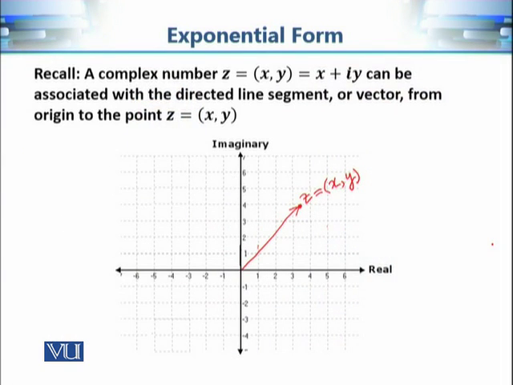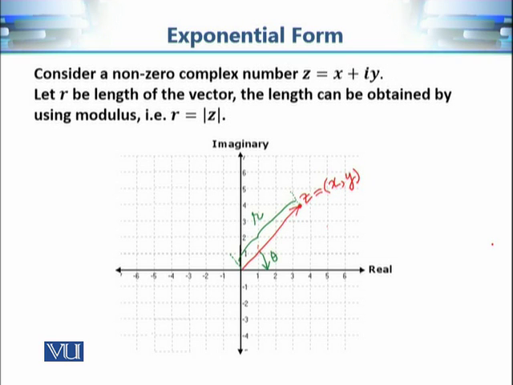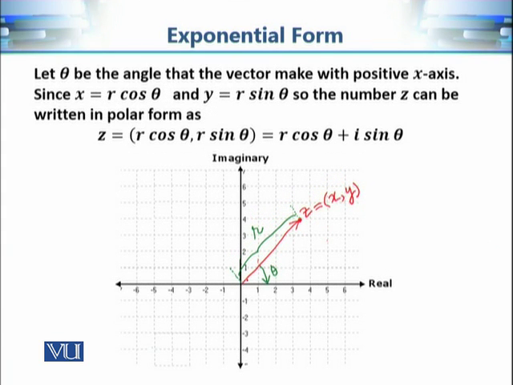division. Now, we know that a complex number can be associated with a directed line segment or vector. Now, we know that a vector can be completely specified by its direction and magnitude. So, we can say that we can specify a complex number by this magnitude and direction. Now, the length of this vector can be calculated by using the modulus, and the direction can be calculated by using an angle that this vector makes with positive x-axis.